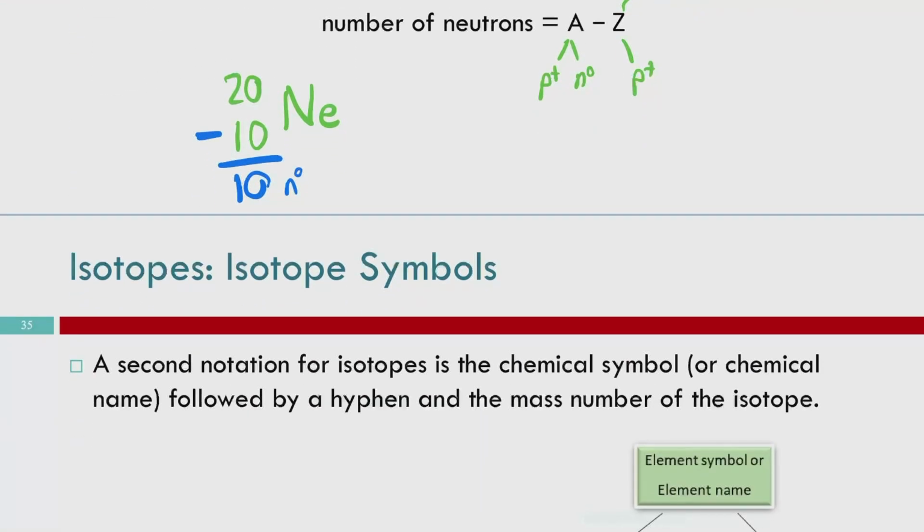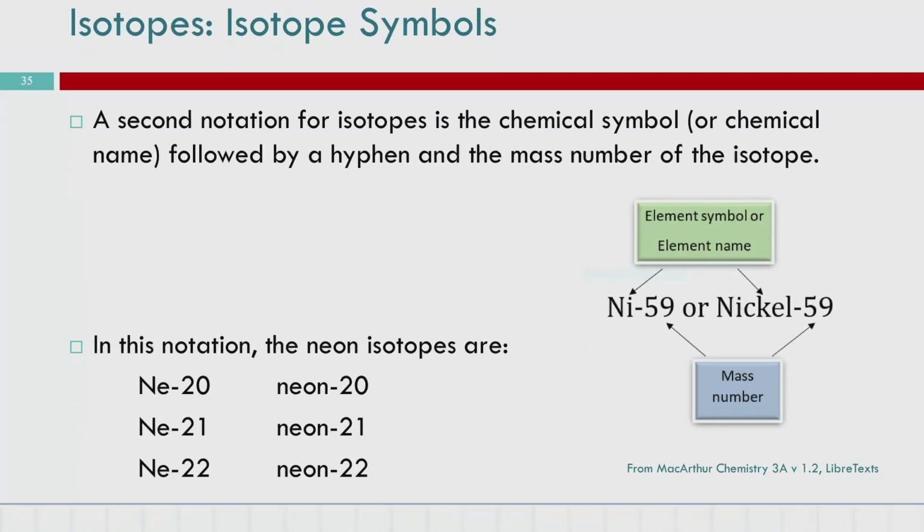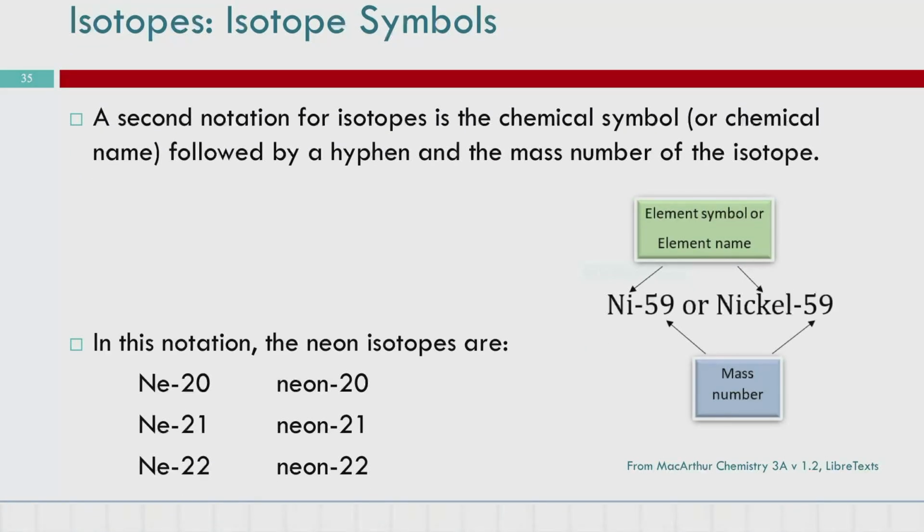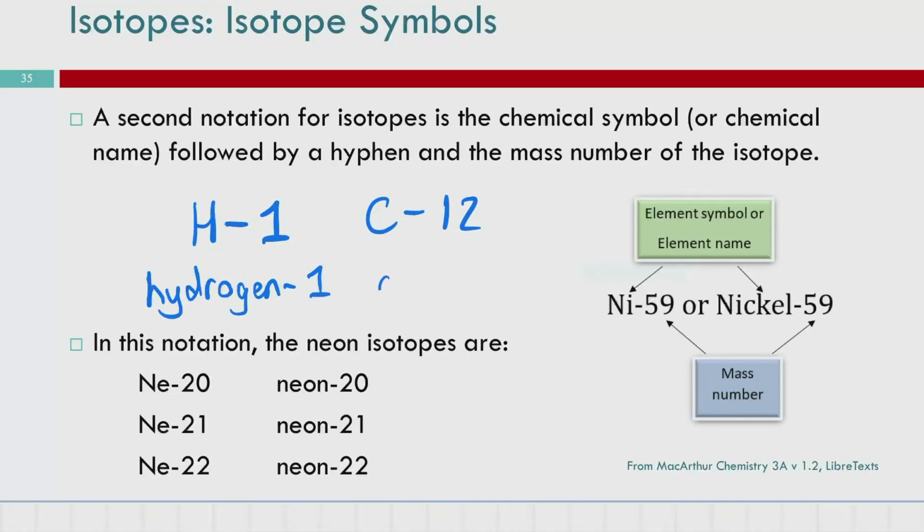Another way that we can write out the notation is using the symbol or the name and then following it with a hyphen or a dash. I don't know which it is, but it's one of those. So like H-1 or C-12, hydrogen-1, carbon-12.